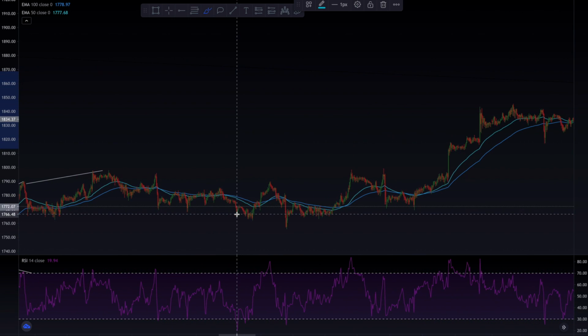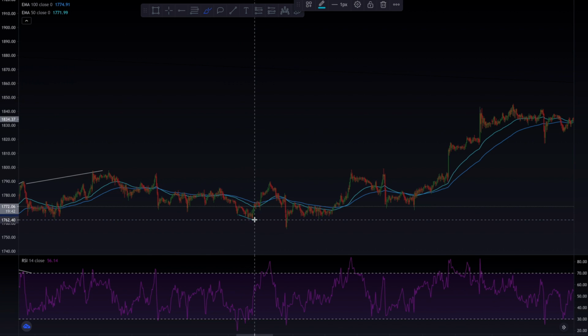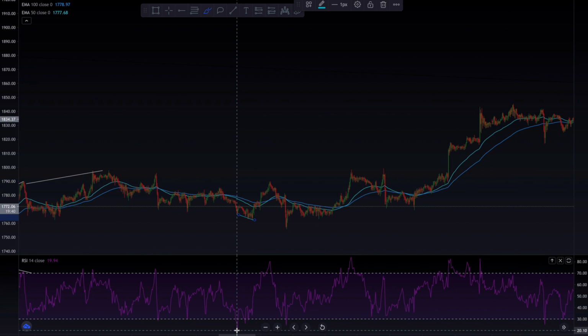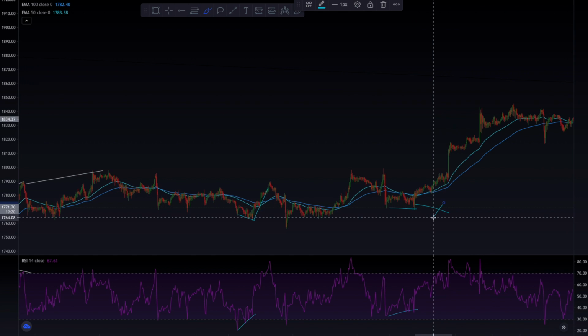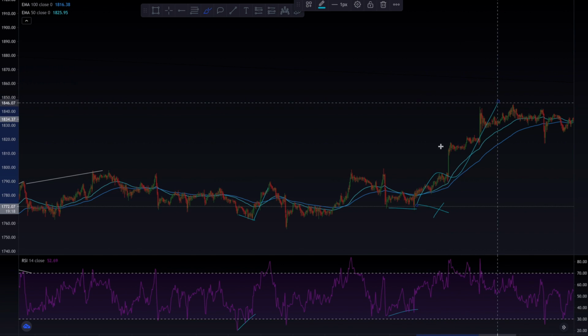Okay, so over here the price created a lower low, but when we compare it with the indicator, you can see that it created a higher low and then the price moved up. Then the same thing happened over here. The price created a slight lower low, but when we compare it with the indicator, it created a higher low, telling us that there is something wrong in the market and so the price moved up.